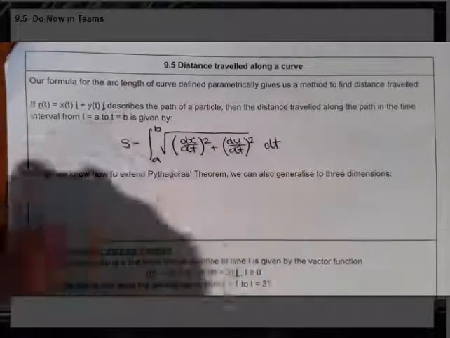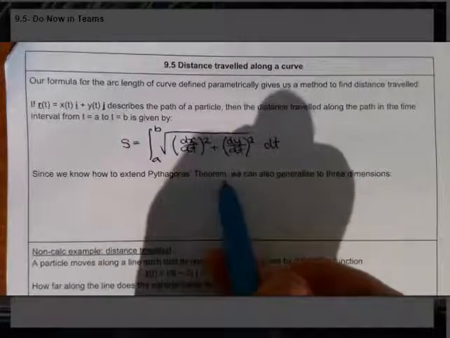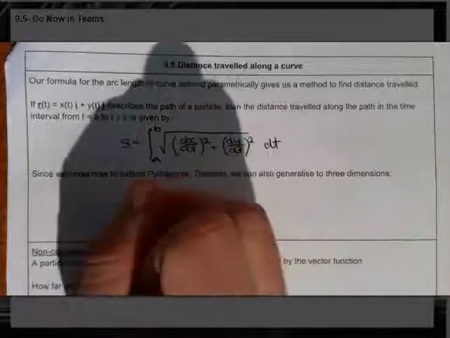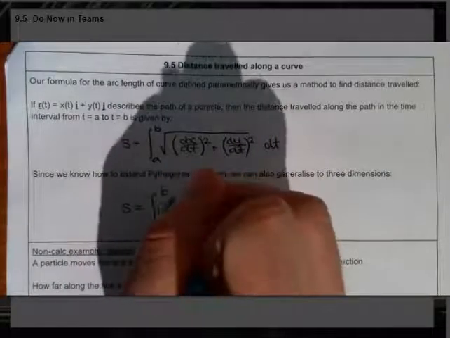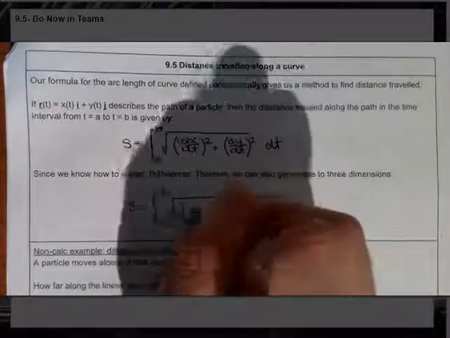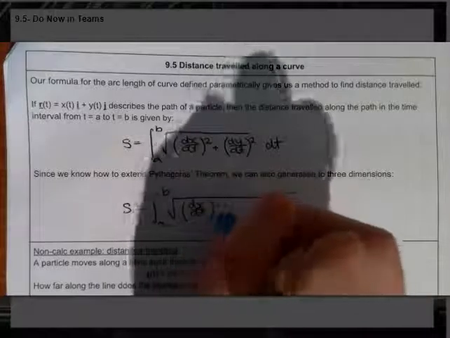And because Pythagoras can be generalized to 3 dimensions, well then we can also generalize this to 3 dimensions as well, and just add an additional term in the square root if we have a third dimension, k or z.